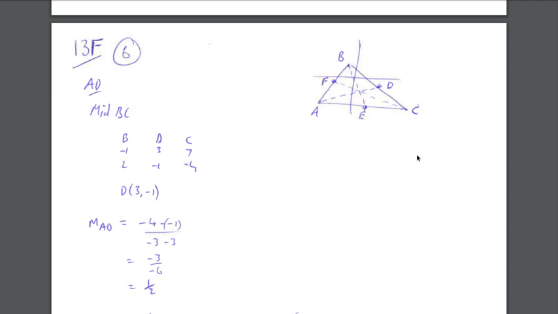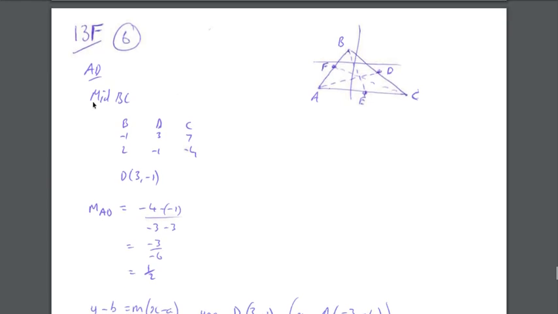So I've done a quick sketch just to see what's going on here. So I've got corners A, B, and C. I've drawn in the three medians. So the median from A goes to the middle of the opposite side. The median from B goes to the middle of the opposite side. The median from C goes to the middle of the opposite side. And they will all cross at that point there, which makes the lines concurrent because they all cross at the same point. And that point is called the centroid.